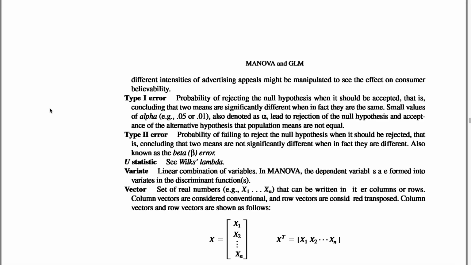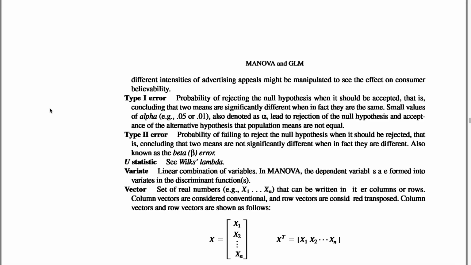Use statistics: see Wilks' lambda. Variate: linear combination of variables in MANOVA. The dependent variables form into the variate in the discriminant functions. Vector: set of real numbers, for example x1 through xn, that can be written in a column or row.